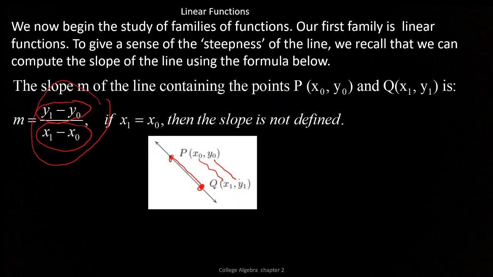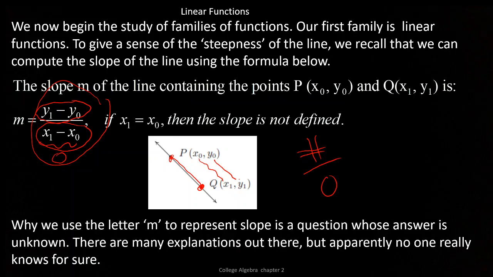So now, obviously, if the x's are the same, then the slope is not defined, because if these two are the same, we get a 0 in the denominator. So the slope wouldn't be defined, because you can't divide a number by 0 in math. So let's talk about some examples. The letter m is used in mathematics to represent slope.